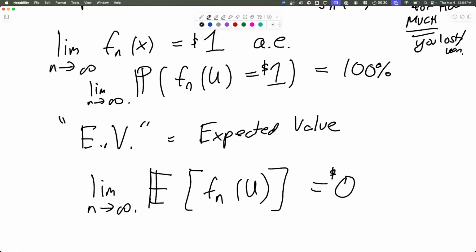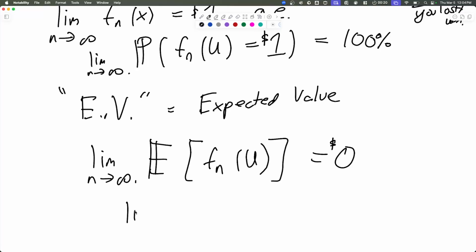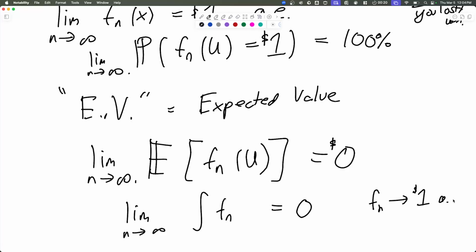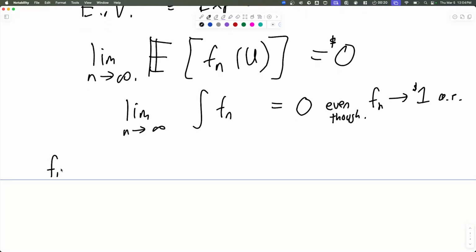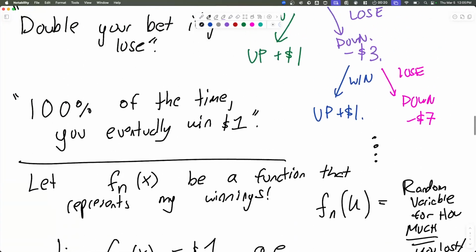And this is exactly the situation that we're in, because the expected value is the integral. This is the integral of the function fn, and this is always 0, even though fn converges to 1 almost everywhere. Okay, and the picture is literally the exact picture I showed you before with that spike function. The function fn of x, what is it supposed to do? Well, fn of u is supposed to be plus 1 with probability 1 minus 1 over 2 to the n. So in other words, there's a 1 over 2 to the n chance you lose n bets in a row, right? So going back to this probability tree.